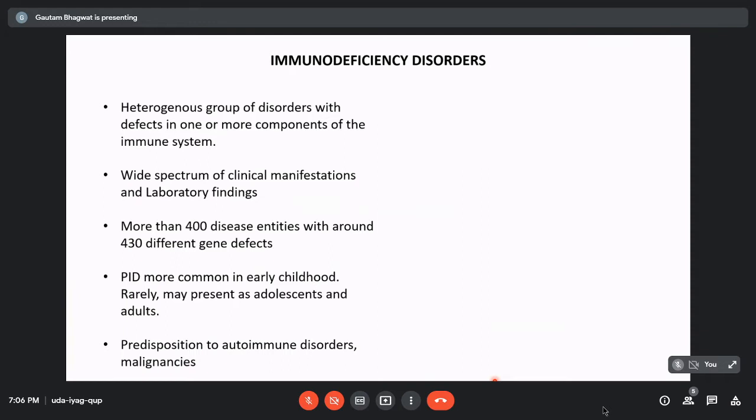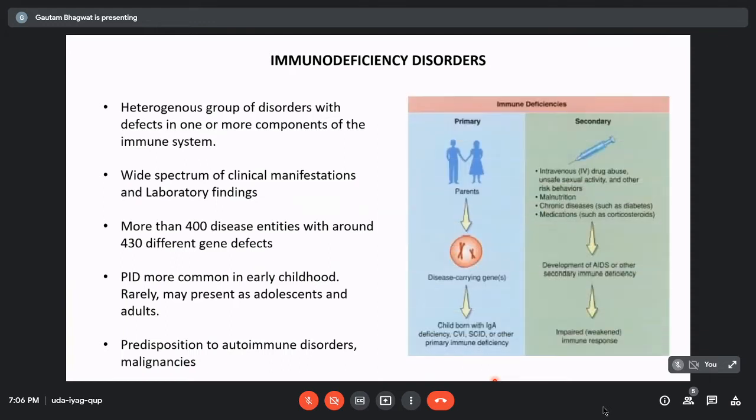Primary immunodeficiencies are more than 400 disease entities with around 430 gene defects. They present mostly in early childhood, but rarely might present as adolescents or adults, and they have a predisposition to autoimmune disorders and malignancy. Now, these deficiencies can be primary or secondary. Primary, that is genetic, coming from the parents, and these would therefore usually present in early childhood.